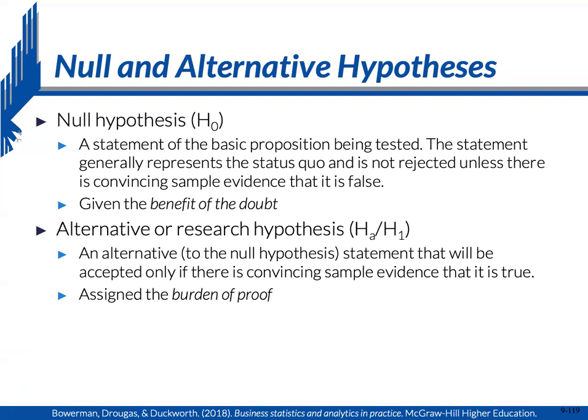The other hypothesis is called the alternative or the research hypothesis, which is usually expressed by a capital letter H and a subscript of either small letter a or the number 1. The alternative or the research hypothesis is the opposite of the null hypothesis, and this is a statement that will be accepted only if there is convincing sample evidence that it is true. Unlike the null hypothesis, the alternative or the research hypothesis is assigned the burden of proof, which means that we will only believe this if there is evidence that supports this.